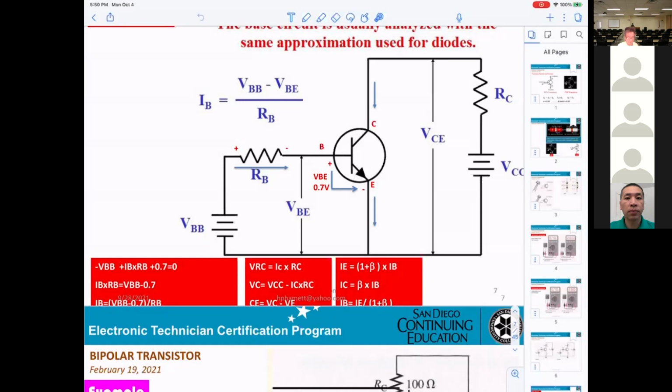Hey, Mr. Pham. On the part on the right, can you put in the pluses and minuses? I'm trying to see how the loop looks.